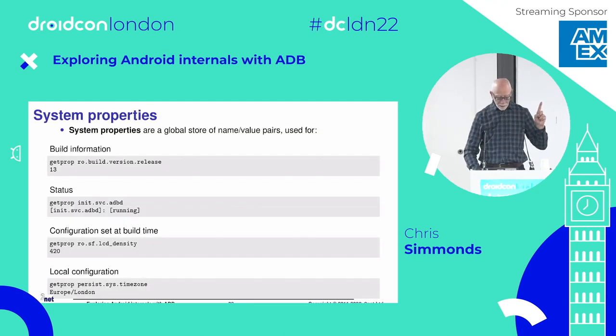System properties, one slide. I mentioned these very briefly at the beginning. System properties are a global store of name-value pairs which control Android. So basic information, status information, such as whether daemons are running or not, build time configurations, in this case setting the LCD density to be 420 dpi, and also local configuration, setting my time zone in this case to be London.